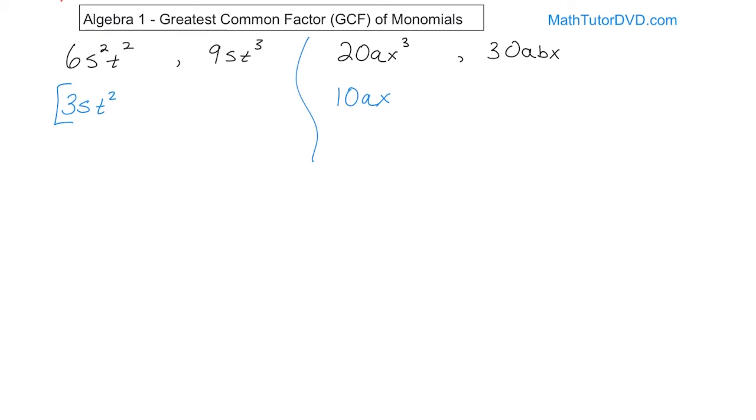This is actually the final answer, because every single time I do this, I'm looking for commonality between both lists. But since I have a b over here and no b over here, there is no commonality in b, so you just don't write it down in your answer. The answer is 10 times a times x.